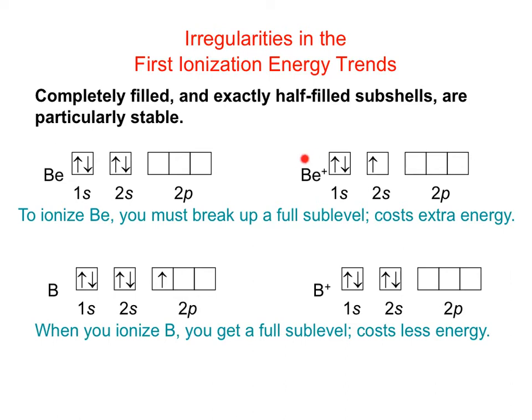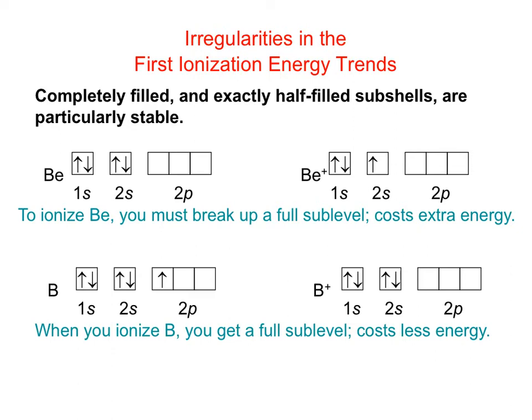When I go to beryllium plus, I have to take away one of those electrons. And so now it no longer has a completely filled subshell. So it's going from a particularly stable electron configuration to one that is not particularly stable. So it doesn't really want to do that. It resists it more than we might predict just based on our left to right trend and just based on effective nuclear charge.